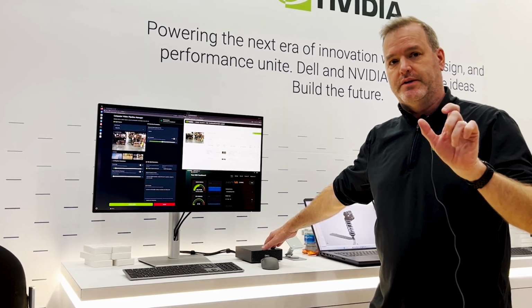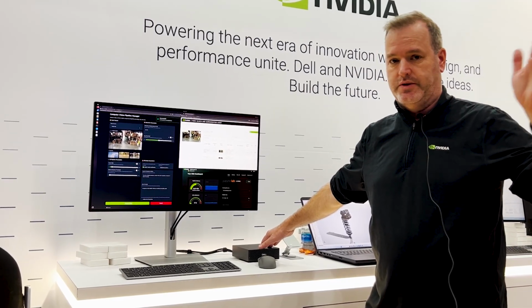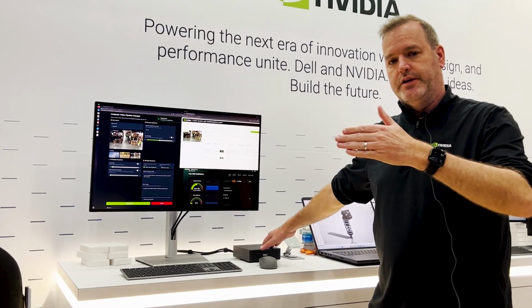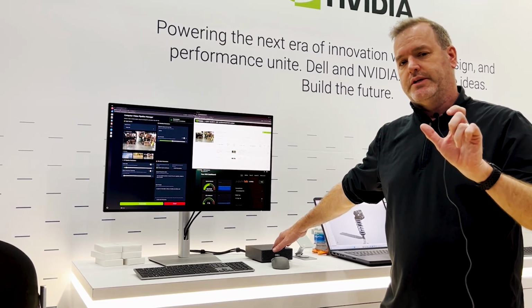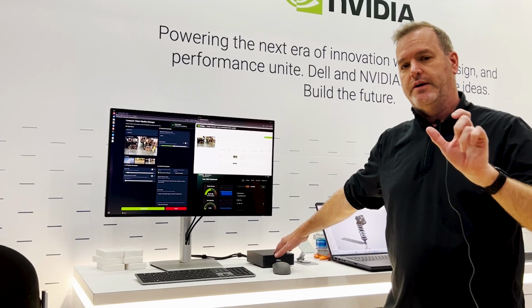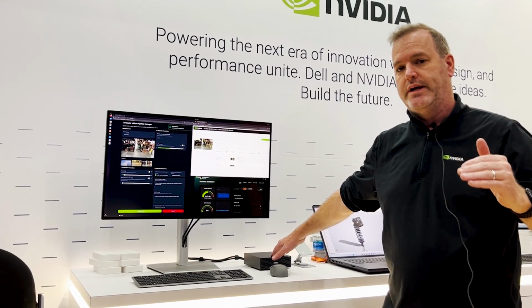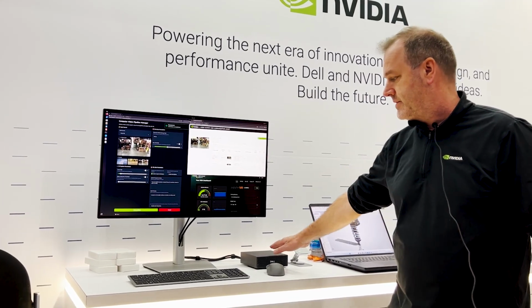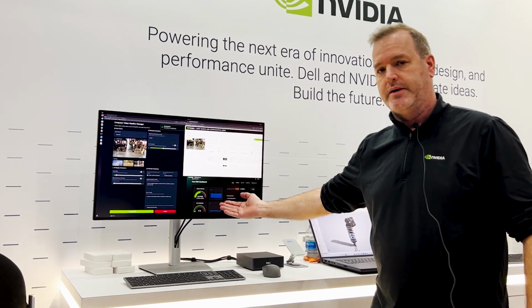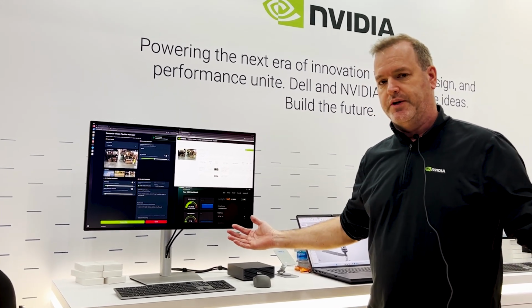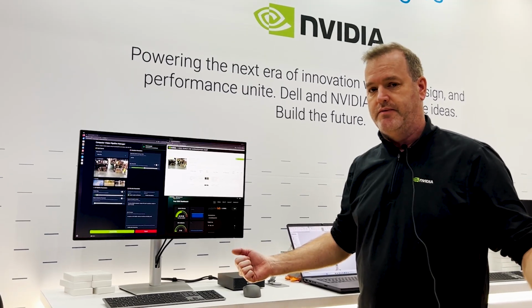And the beauty about this is that the Grace CPU can do its CPU work, the Blackwell GPU can do its GPU work, but they share memory together. So we have a coherent unified memory on that chip of 128 gigabytes. The beauty on this system here is that we're able to use that 128 gigabytes to do all sorts of different things within the realm of AI development.